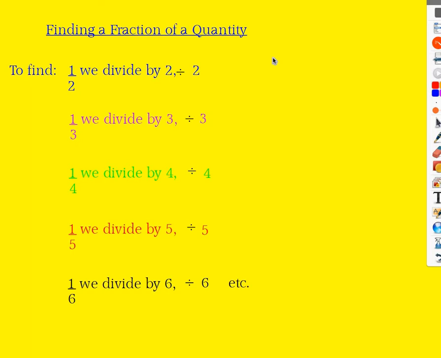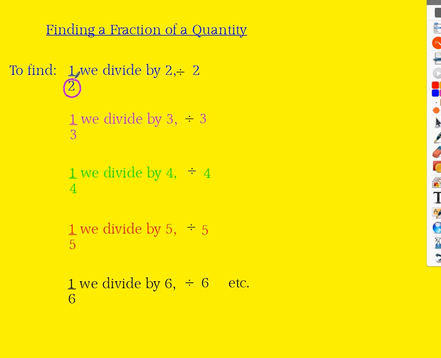So to find a half of something, we divide it by 2. To find a third of something, we divide by 3. To find a quarter of something, we divide by 4. To find a fifth, we divide by 5, and to find a sixth, we divide by 6. So the number on the bottom of the fraction is telling you what you need to divide by.